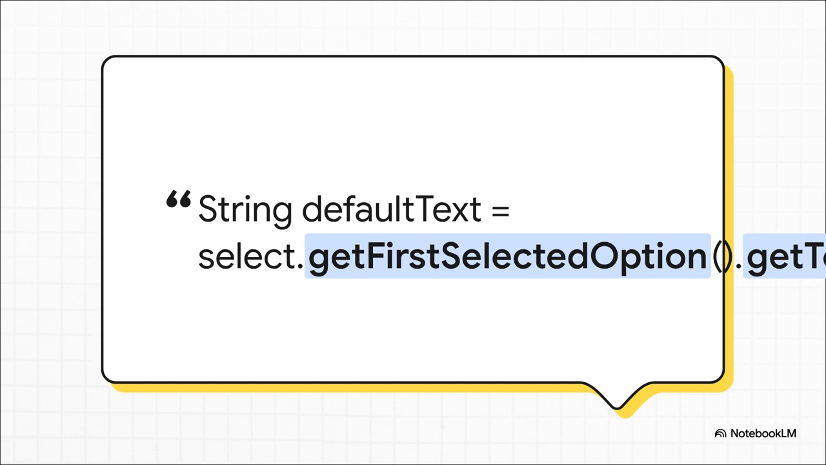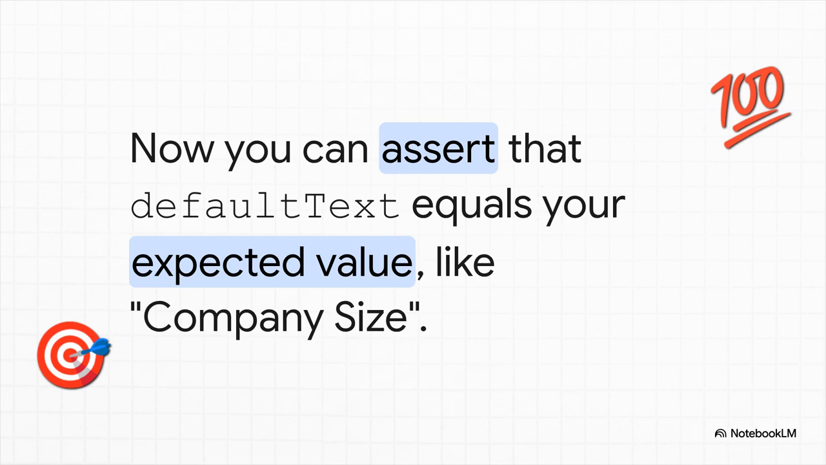And this single line of code is the magic wand. We call getFirstSelectedOption, which hands us the web element of whatever is selected by default. Then we just use .getText to grab the visible text from it. It's so clean, so simple, but incredibly powerful. Once you have that actual text stored in a variable, the last step is a piece of cake. You just run a simple assertion to make sure it matches your expected value. Something like company size. And just like that, your test case is complete and fully automated.